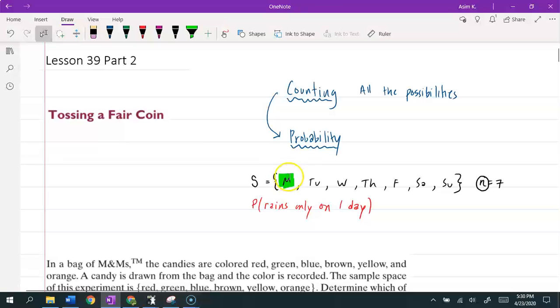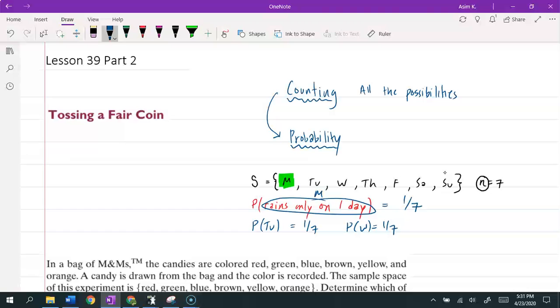And you've been doing this your whole life, right? What are the chances of it being Monday? Well, you're going to say, how many days are there? There are 7 days of the week. So you'll say, if you're telling me it's only going to rain on one day, then the chances of it being on Monday are 1 out of 7. The chances of it being a Tuesday are 1 out of 7. The chances of it being a Wednesday are 1 out of 7. Right? So we very quickly turned that rains only one day into Monday, but basically every one of these is going to be 1 out of 7.